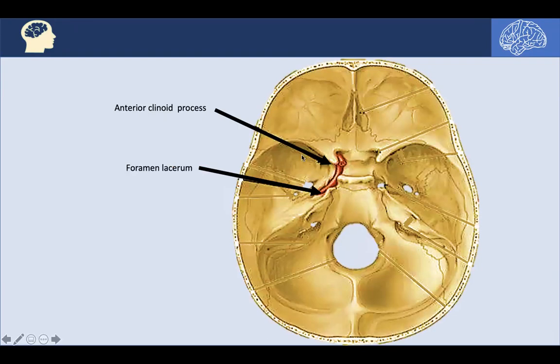Now we are seeing here the base of the skull. Here is the anterior cranial fossa, the middle cranial fossa, and the posterior cranial fossa.